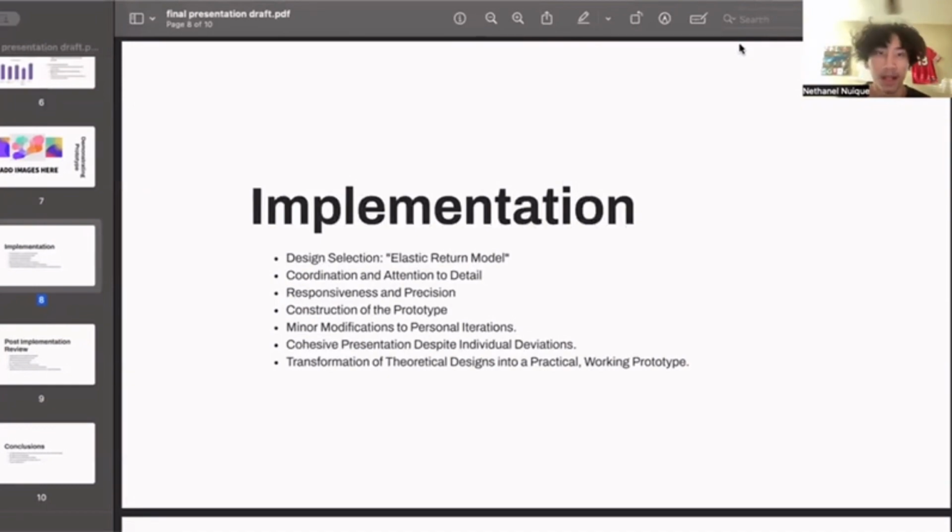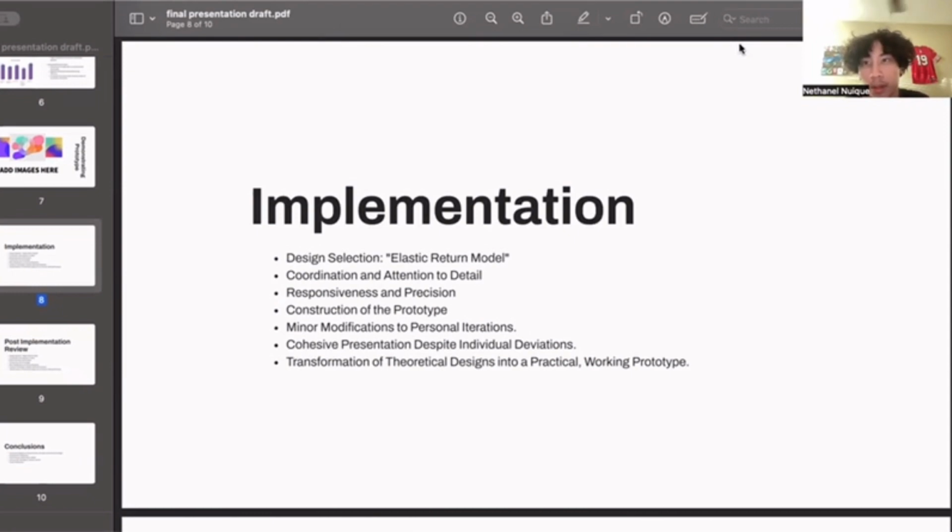Hi everyone, my name is Nathaniel, and this is my group's final presentation of the mechanical hand. I think by now we all should have fully built our mechanical hand, are in the process of finalizing it, or have a fully functional hand. For this presentation, I'm going to be the one demonstrating the mechanical hand and how we implemented it.